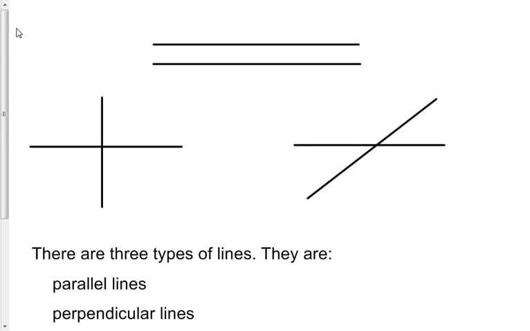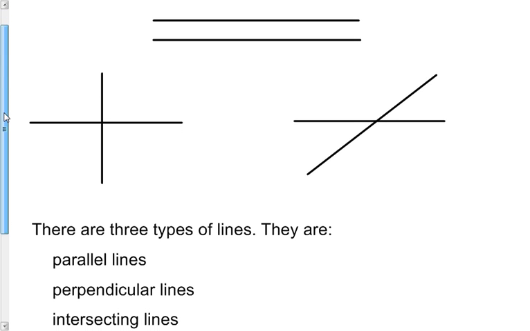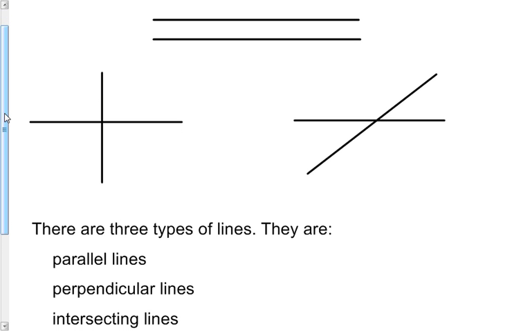Here are three types of lines, and they're called parallel lines, perpendicular, intersecting lines.